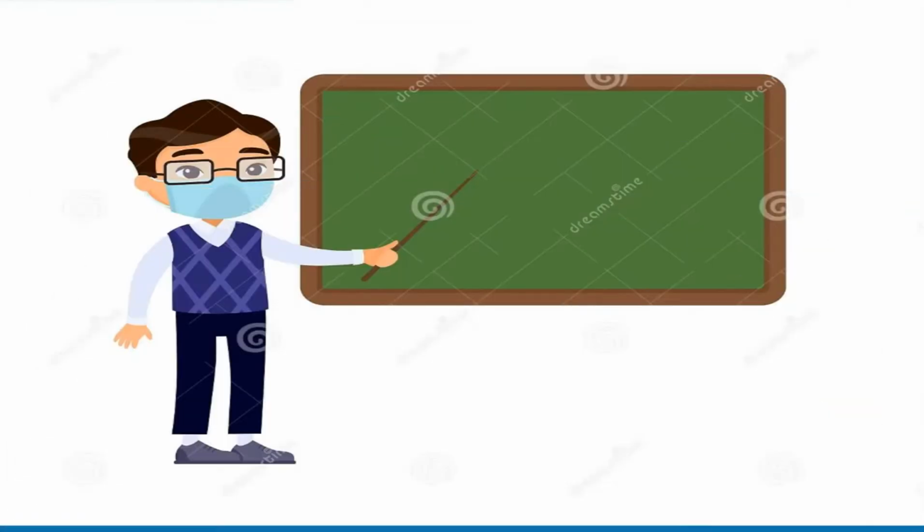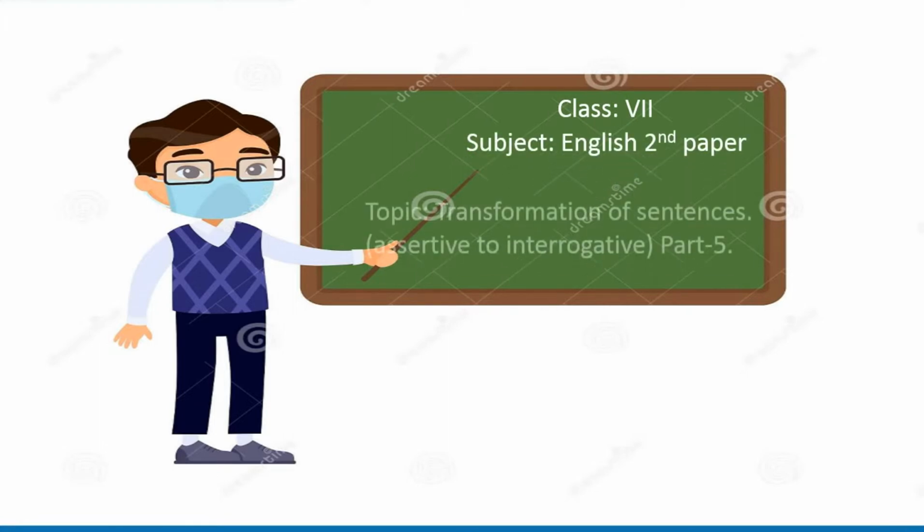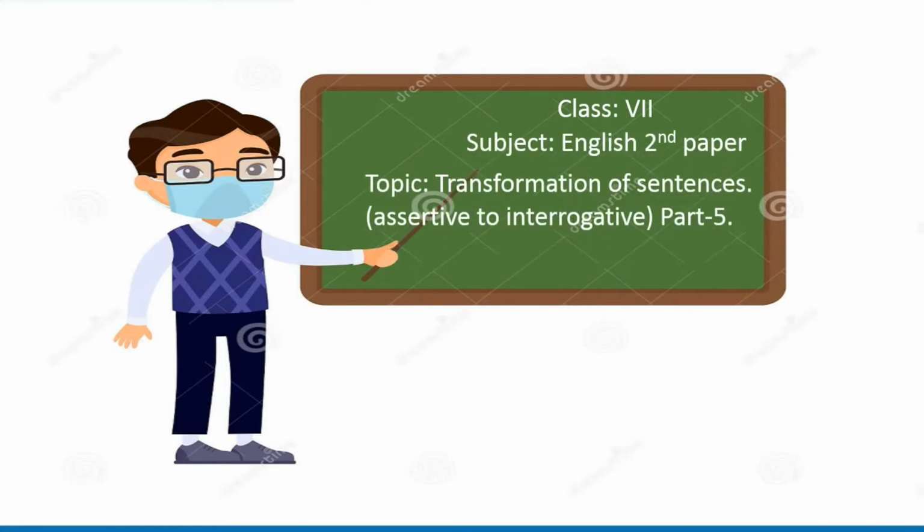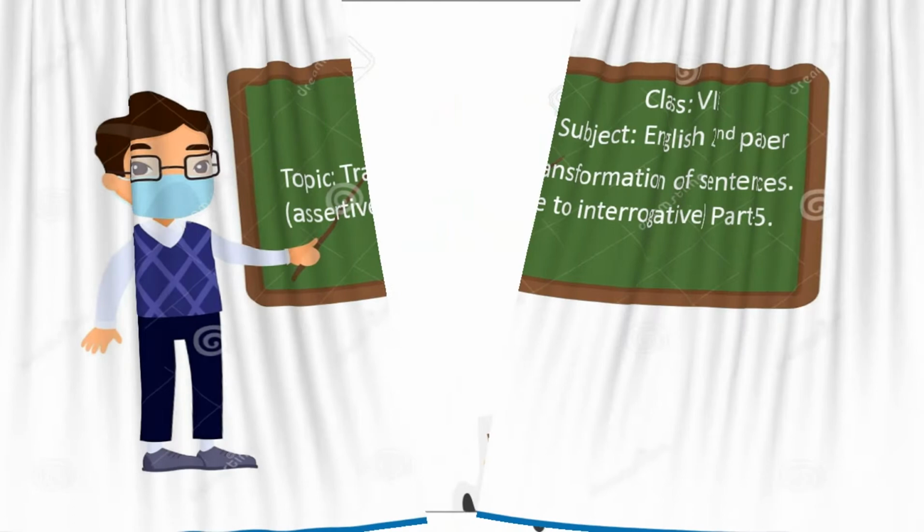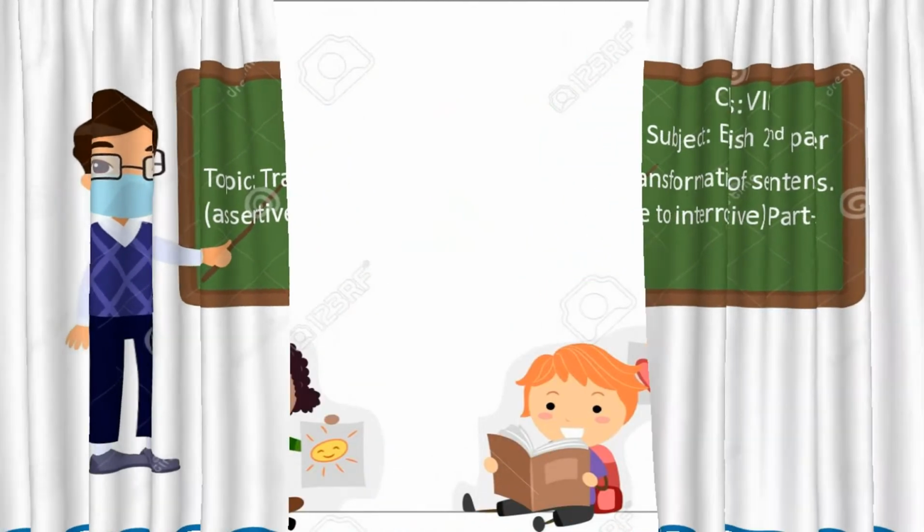Welcome to my class. This is for class 7, subject English second paper, topic transformation of sentences. In our previous lecture, we completed transformation like affirmative to negative, then positive, comparative and superlative, that is degree of transformation. Now it's time to learn about the transformation of sentences, that is assertive to interrogative and vice versa. So let's go for the rule.